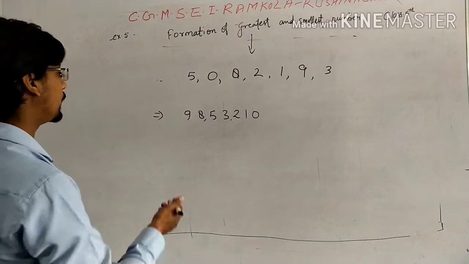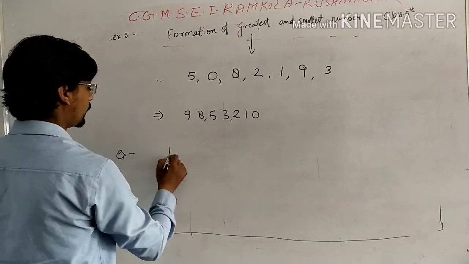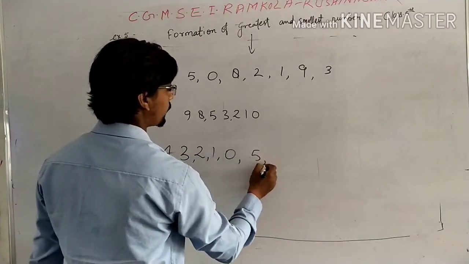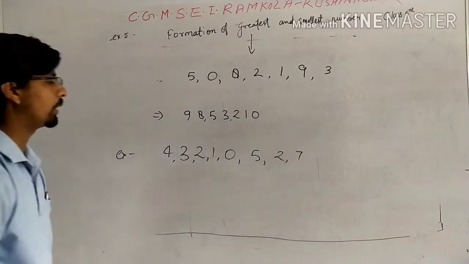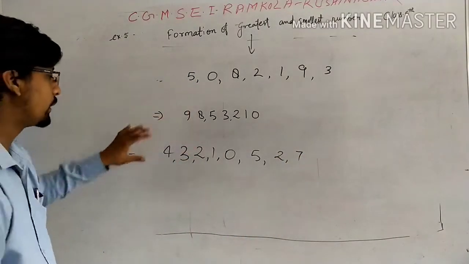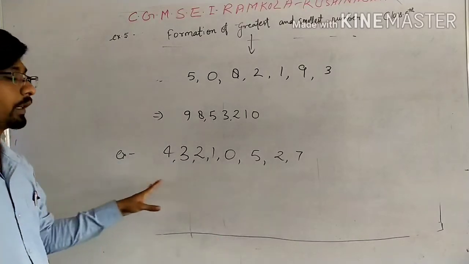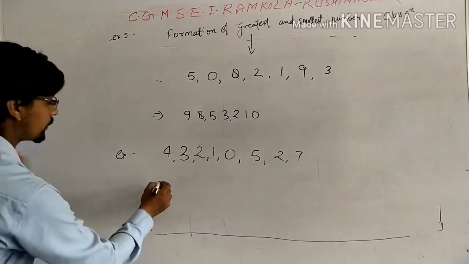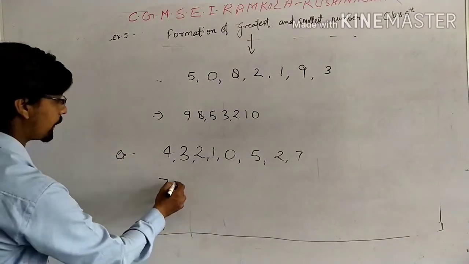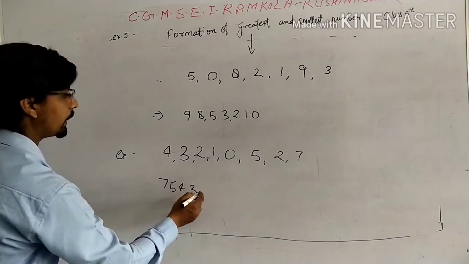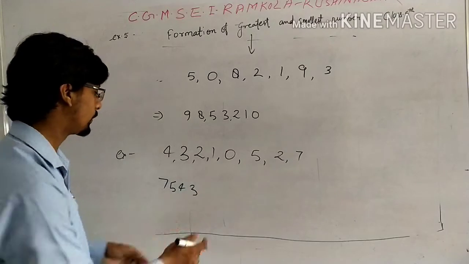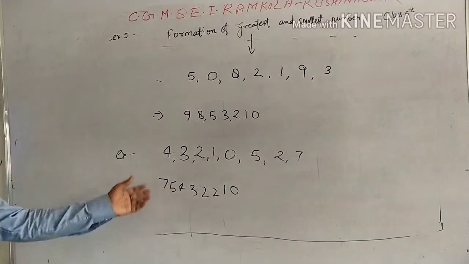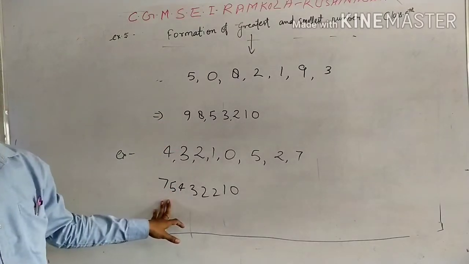Let's take another example. 4, 3, 2, 1, 0, 5, 2, 7. Like that, first we find which is the greatest digit. So 7 is the greatest digit. We first put the 7, then 5, 4, 3. Here 2 comes two times, so 2, 2, then 1 and 0. Here also we form the greatest number.